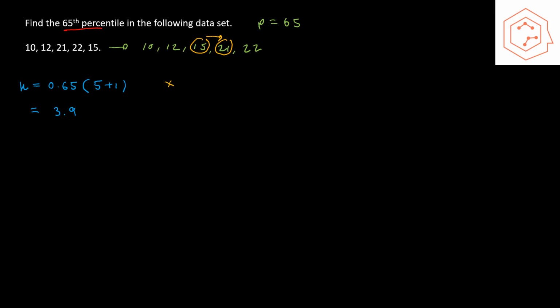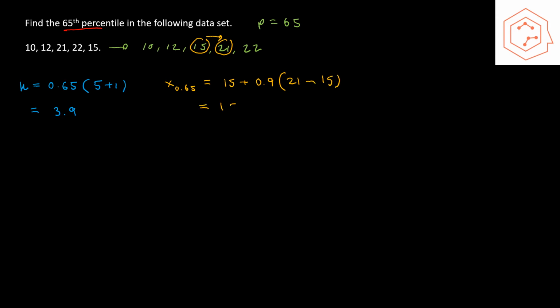Our percentile x_p, or more specifically x_0.65 for the 65th percentile, is equal to 15 plus 0.9 of the way from 15 to 21. So we'll find their difference multiplied by 0.9.